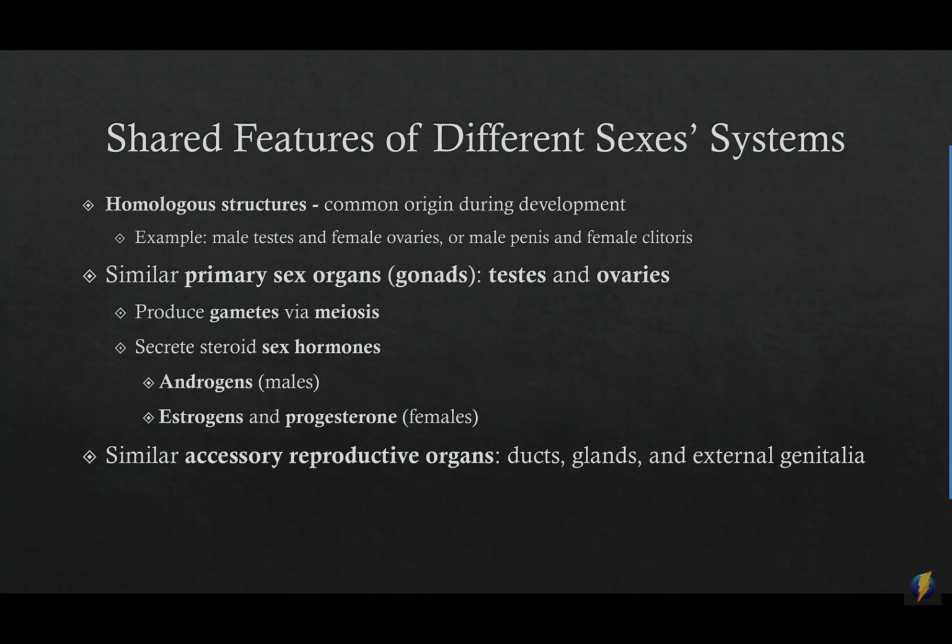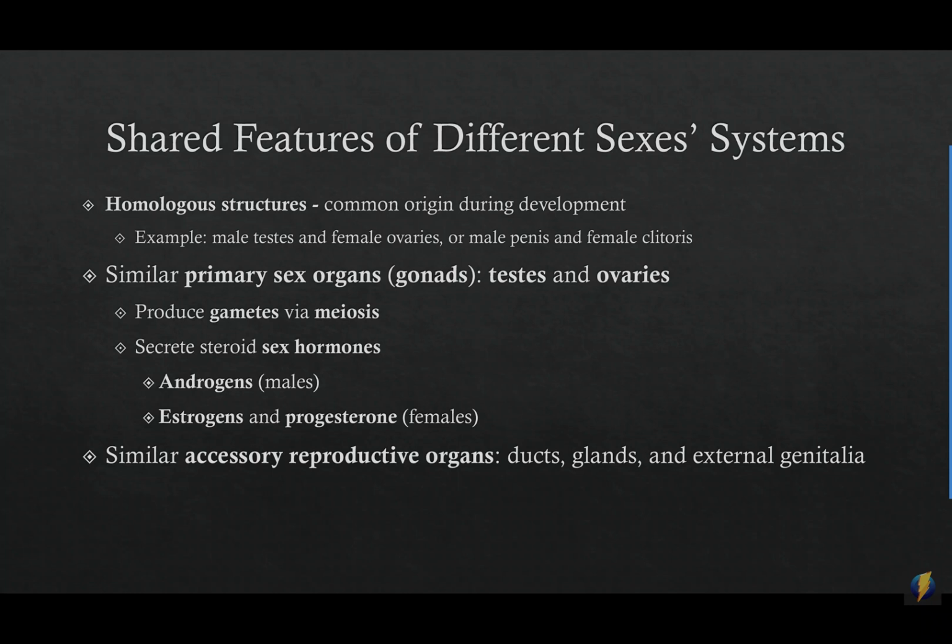So that's kind of a unique thing in terms of looking at both reproductive systems. As I mentioned, they do have very similar primary sex organs, what we call gonads: testes in males, ovaries in females, of course. The way they produce their gametes is via meiosis, which is a slightly different process than mitosis, and we'll talk more about that.